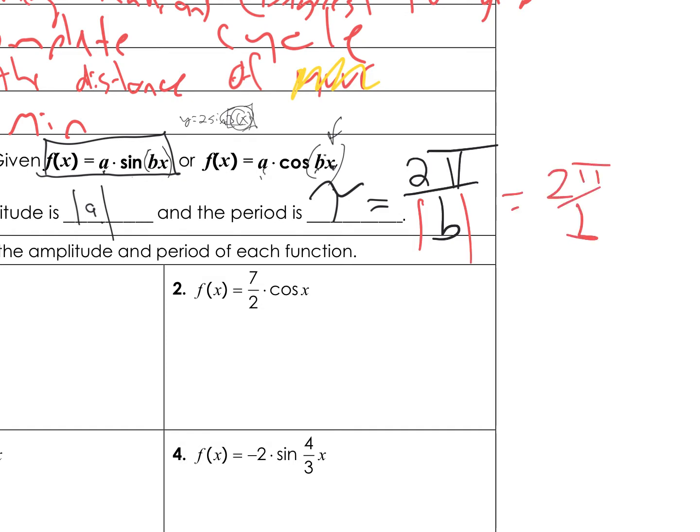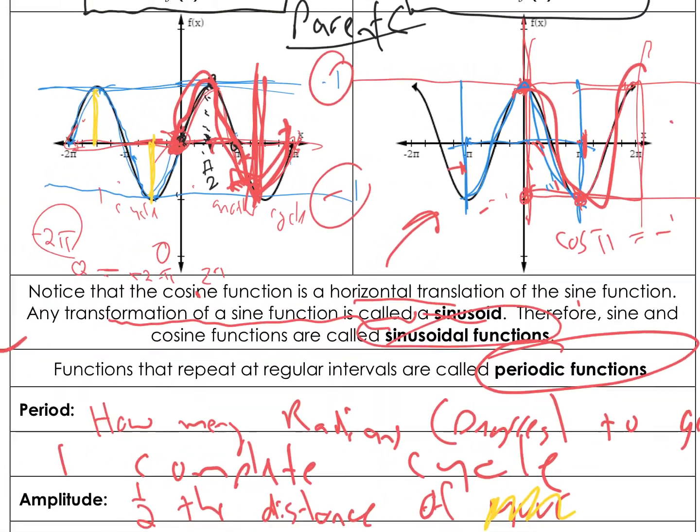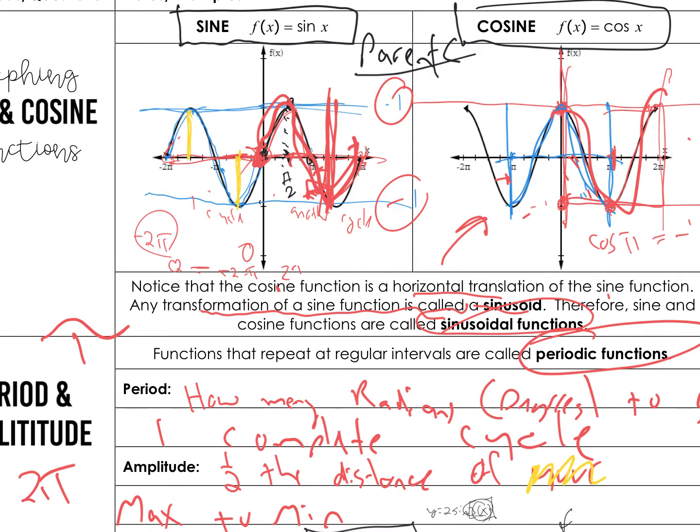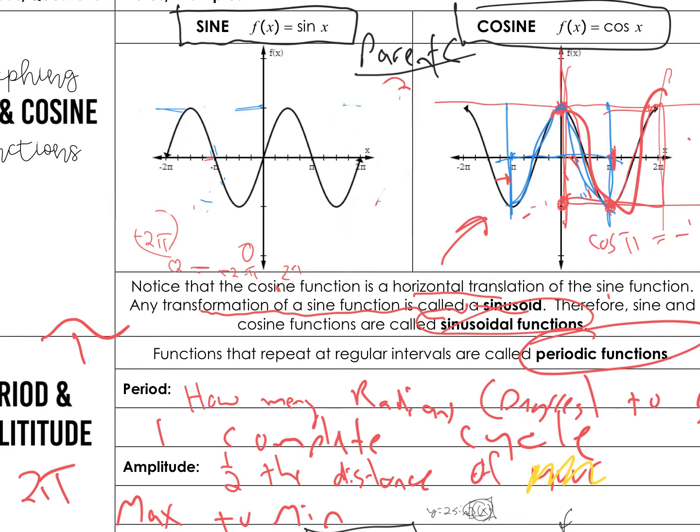Now what does that mean? Why is it 2 pi divided by B? Because if you go to your parent graph up here, this one ended at 2 pi. How many graphs did I make from 0 to there? You actually hit it on the head there, Emma. How many cycles did I make from 0 to 2 pi? Yeah, it's only one. Is that a whole cycle?